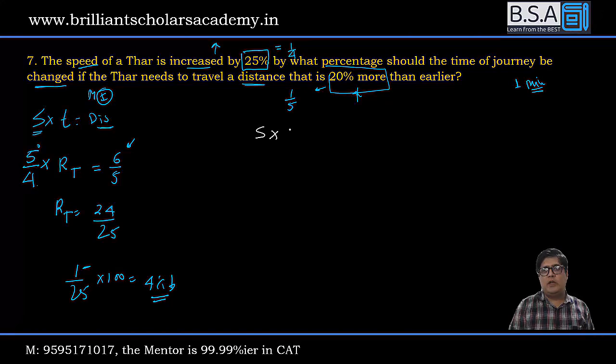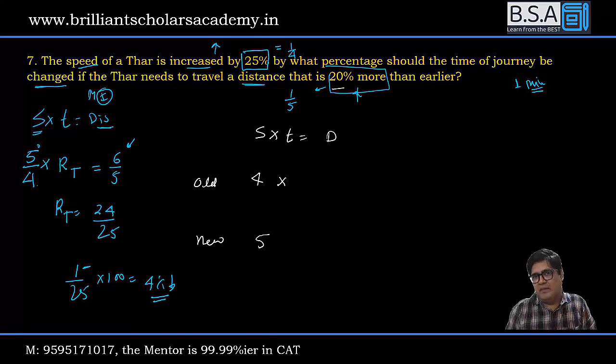Speed into time is equal to distance. Distance must be increased by 20% and speed must be increased by 25%. So I'm starting with the old value of the speed as 4, and the new value of the speed should be 5. I'm taking a number with which I'll be comfortable. Let us say 100. Why did I take 100? Because we need the percentage change. You can take 10 also, you can take 1 also. It does not make much difference.